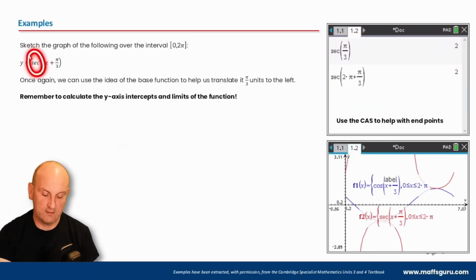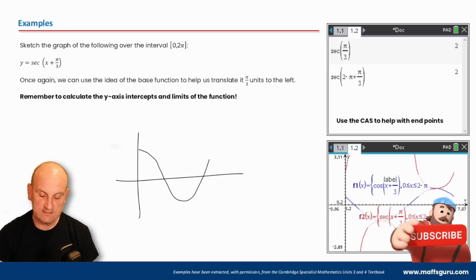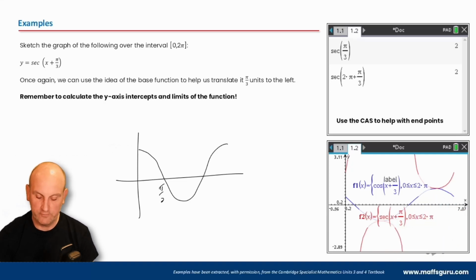But what is a sec curve going to look like? Well, again, I tend to draw a really quick graph. Sec is cos. I'm going to do this. There's my standard cos. We've got pi on 2, pi, 3 pi on 2, and 2 pi. Now, in this situation, because it's sec of x plus pi on 3, it means I'm going to move this to the left, pi on 3.